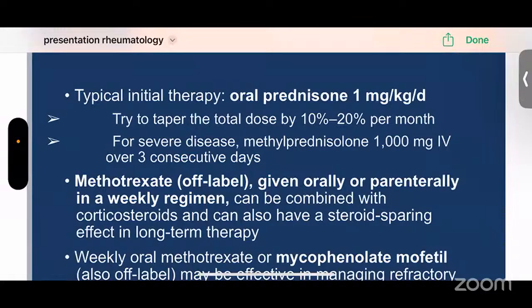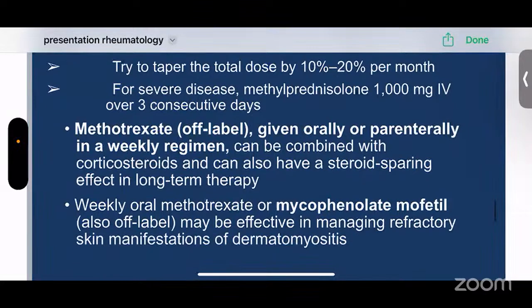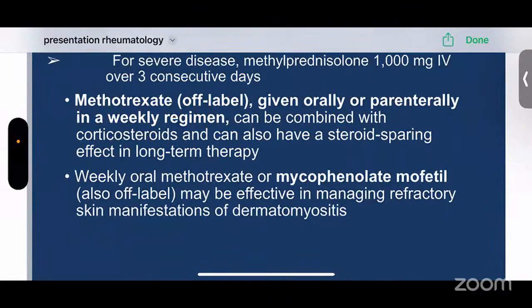Methotrexate, off-label, given orally or parenterally in a weekly regimen, can be combined with corticosteroid and can also have a steroid-sparing effect in long-term therapy. But we must keep in mind the side effects of methotrexate, so we use it if a high dose of prednisolone is not effective. Also, azathioprine may be used as a steroid-sparing agent.